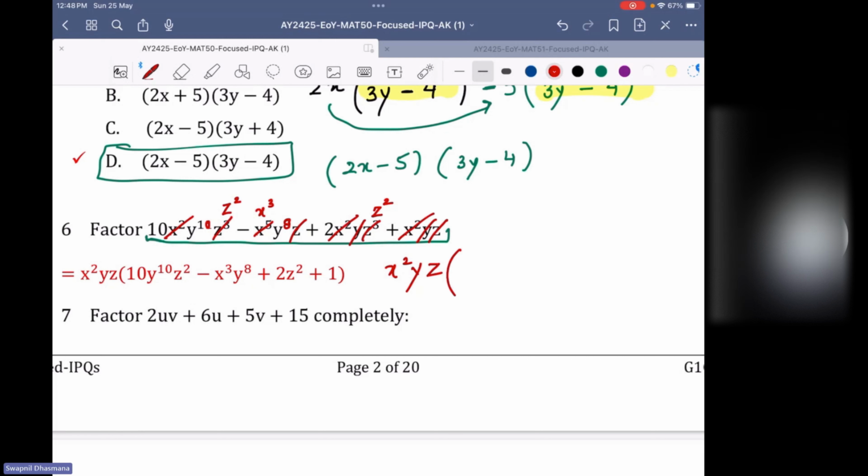So now whatever remaining I have to write inside. So 10 y10 z2 minus x3 y8 2z2 plus 1. So all I've done is written these values now. I hope that is clear.